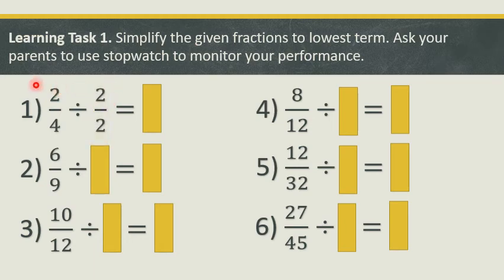So pwede natin 2 divided by 2 is 1. 4 divided by 2 is 2 or 1/2. Ang 6/9 ay, ang common factor nila is 3. So, 6 divided by 3 is 2, and 9 divided by 3 is 3. So, 2/3 po ang lowest term ng 6/9.